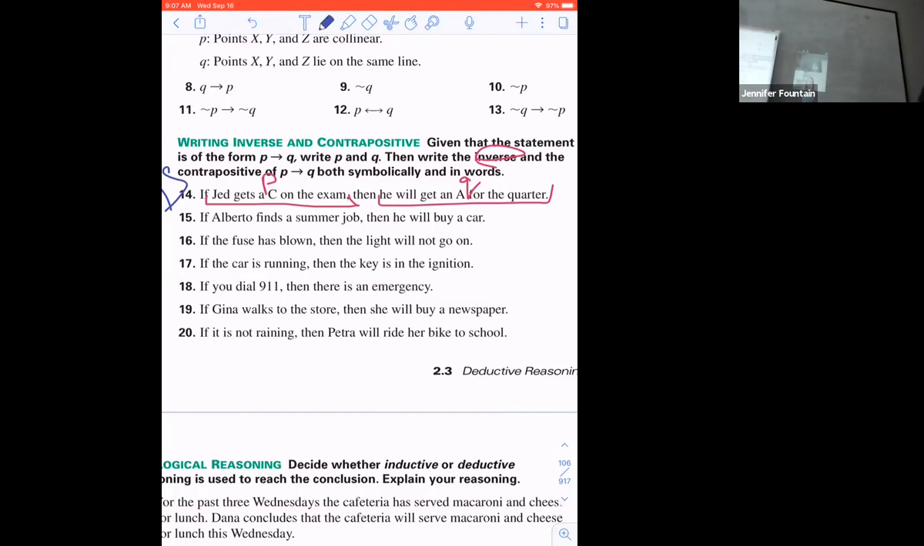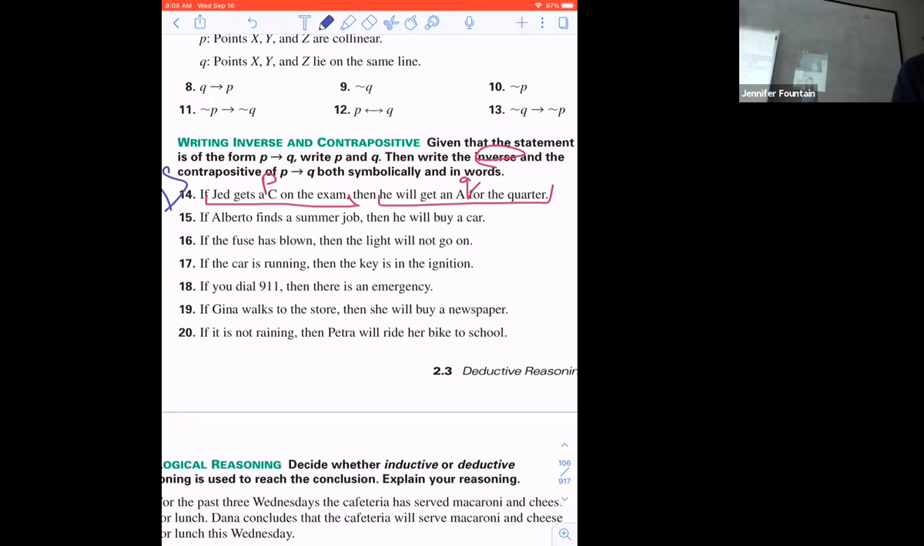To write the converse, it would be if Jed gets an A for the quarter, then he gets a C on the exam. We would write that as Q then P. Then the contrapositive would be if he does not get an A for the quarter, then he does not get a C on the exam. So you'd have the negation of Q, then the negation of P. Okay. 16, if the fuse has blown, then the light will not go out. Wait, what's the evens?